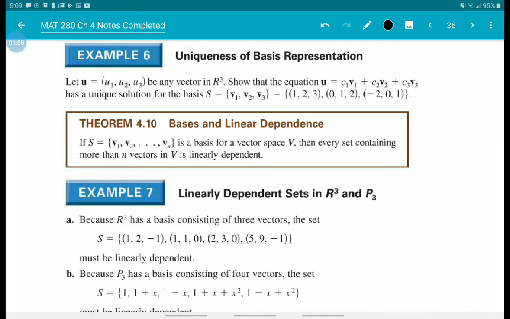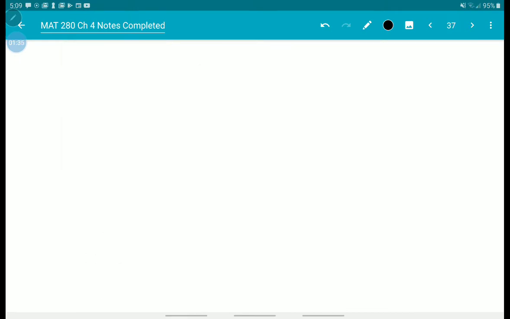This is going to be a very generic example, and then we'll make it more specific. Let U be any vector in R3, and we want to show that this vector, U, notice this is a very generic vector because of the C1s, C2s, and C3s, can be written as a linear combination of these vectors. I'm going to call this first one V1, V2, and V3, like the book has done here. So what's your notation? So let's work this out.